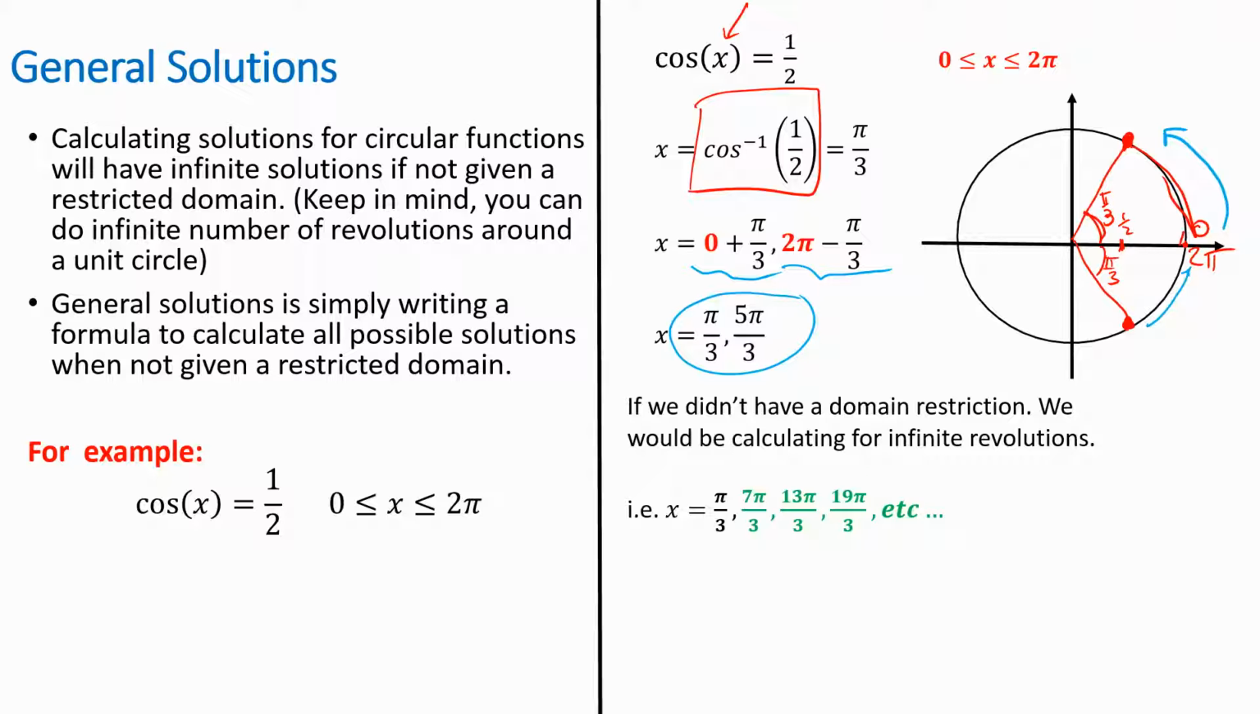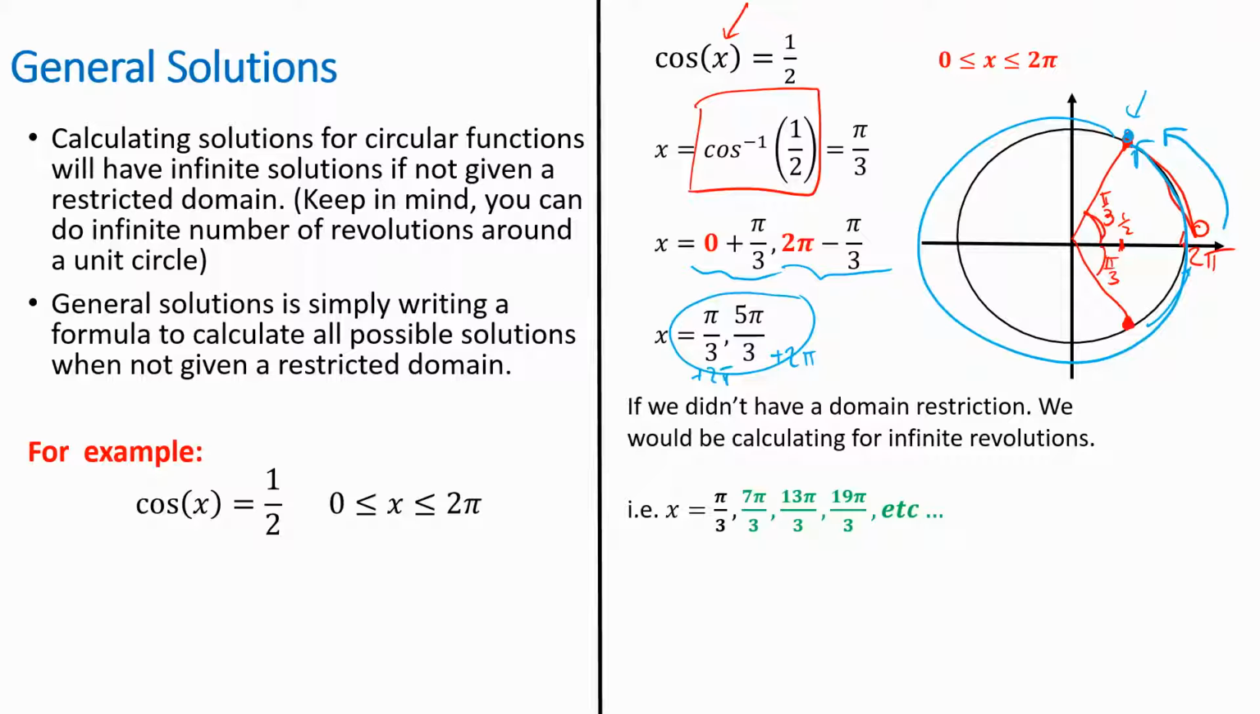But then what if it's not just from 0 to 2 pi? What if it was from 0 to 4 pi? Then you do another revolution. So each one of these points, you are now going to add another 2 pi. Because that's what you're doing. You're saying from this point to do another revolution, that's adding another 2 pi. So I'm adding another 2 pi to this, and I'm also adding another 2 pi to 5 pi on 3. And then if you keep adding on 2 pi, adding on 2 pi, adding 2 pi, that technically will account for all solutions in the positive direction.